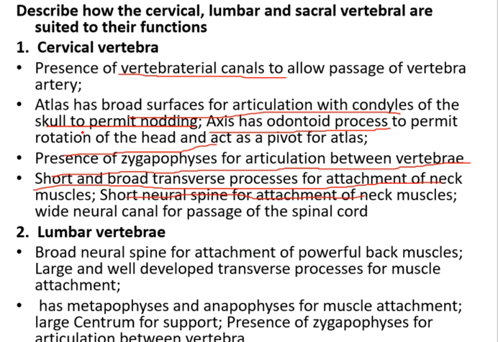Lumbar vertebrae have a broad neural spine, which we looked at earlier on, for attachment of powerful back muscles. Then large and well-developed transverse processes for muscle attachment, and if it is large, it means it increases surface area for attachment of muscles. Then it has metapophyses and anapophyses to increase surface area for muscle attachment. Initially we said these are just extra projections found on the lumbar vertebrae. Then large centrum for support and protection of the spinal cord. Then presence of zygapophyses for articulation with adjacent vertebrae.